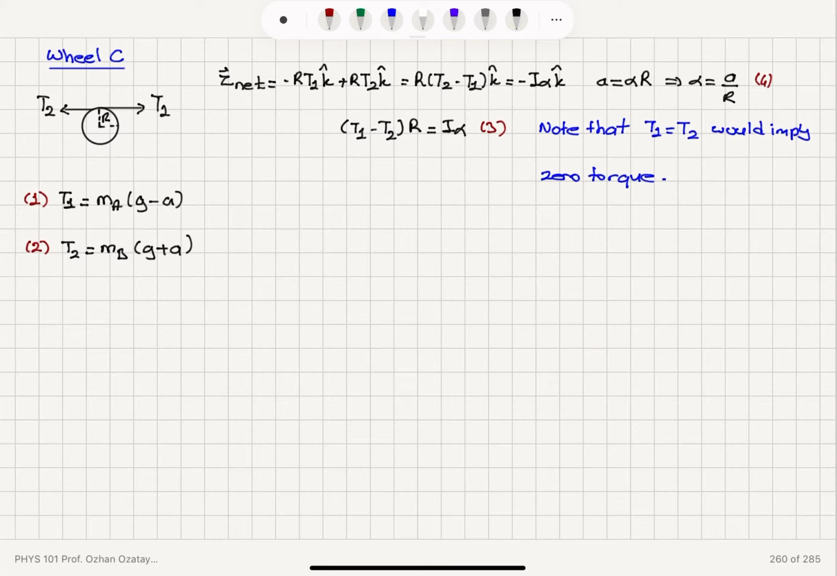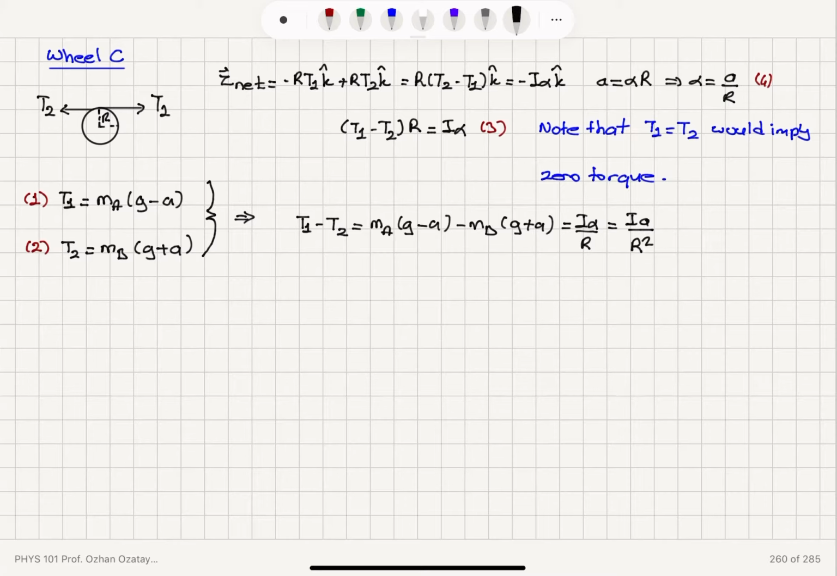All right. So these two equations put together will give us, let me write it this way, T1 minus T2 is equal to MA times G minus A, minus MB times G plus A. And T1 minus T2 is also equal to I alpha over R, which is equal to I A divided by R squared if I substitute for alpha A over R.